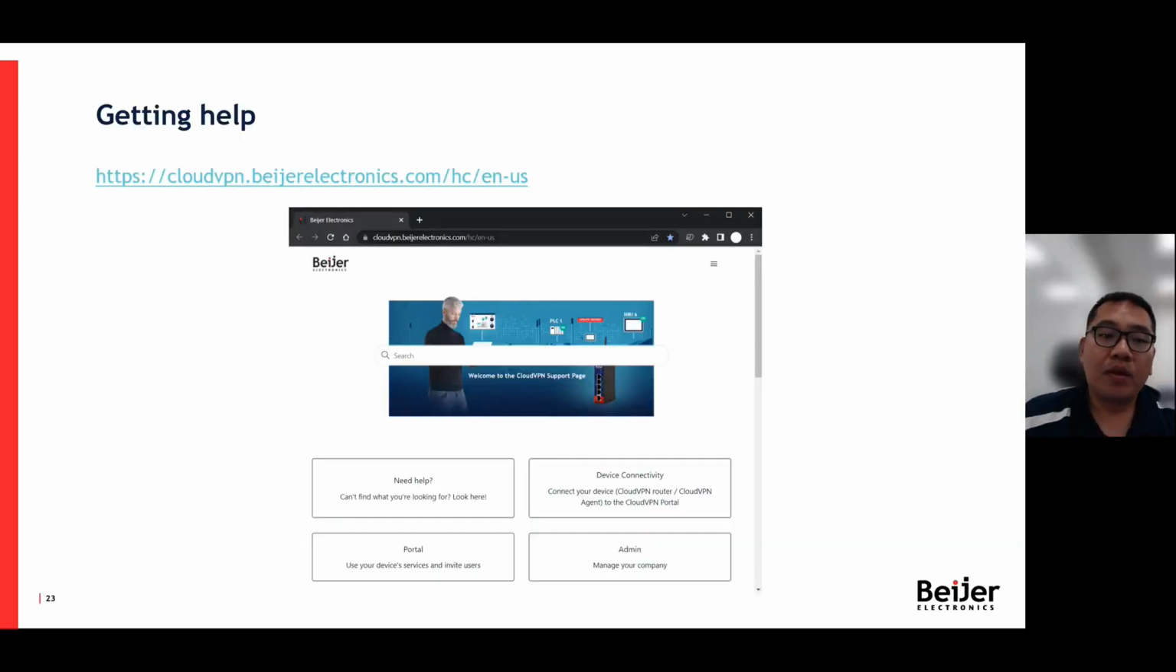Like I mentioned, we understand it's important for you to quickly find information when you are playing around with the CloudVPN. It's my pleasure to tell you that we have a very good support site, especially for the CloudVPN. The site is cloudvpn.beierelectronics.com, and you get redirected to our help pages for the CloudVPN. Information such as which ports are required for the CloudVPN can be easily found in the help portal on the web page itself.